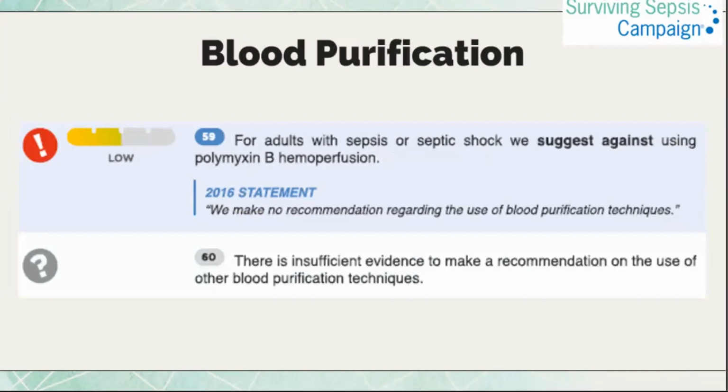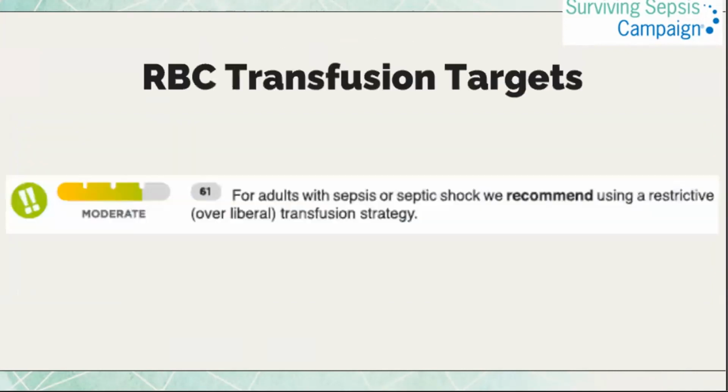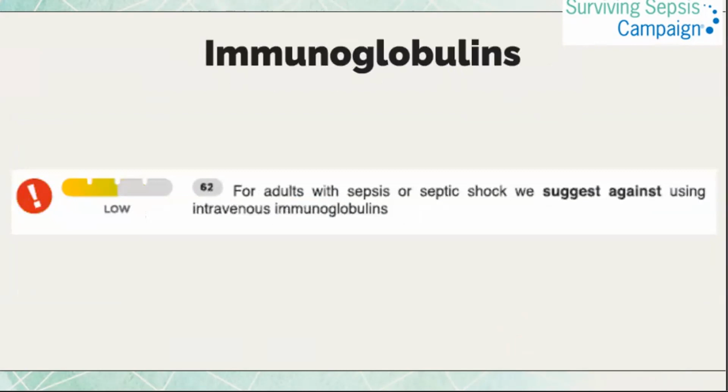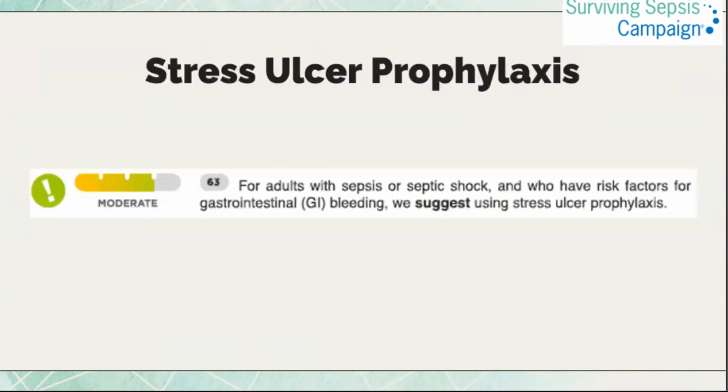Blood purification: for adults with sepsis or septic shock, we suggest against using polymyxin B hemoperfusion. There is insufficient evidence to make a recommendation on the use of other blood purification techniques. For adults with sepsis or septic shock, we recommend using a restrictive over liberal transfusion strategy. For adults with sepsis or septic shock, we suggest against using intravenous immunoglobulins.